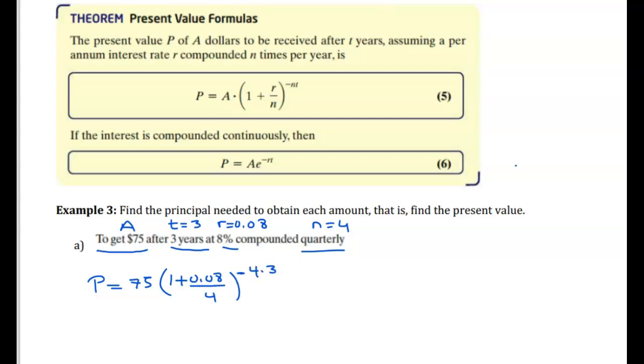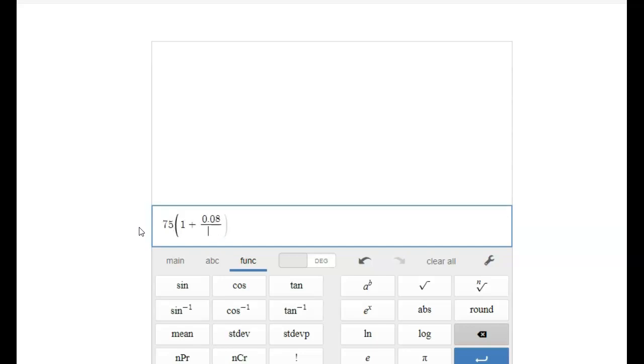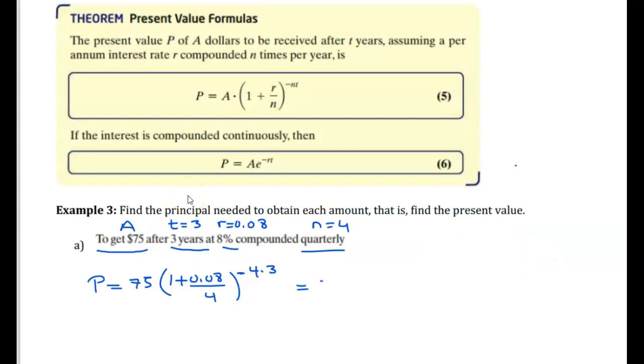All right, so let's plug that in. 75, 1 plus 0.08 divided by 4 to the power, parentheses, negative 4 times 3. 59.14. So you need to invest, put in the bank $59.14. So 3 years later, with that interest rate and that compounding style, you're going to get $75 at the end. All right, so it's working backwards.